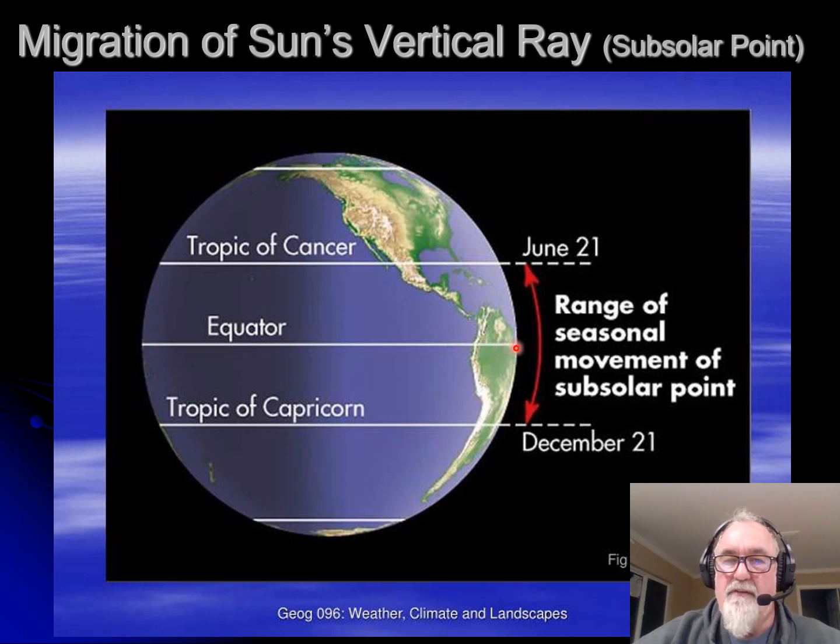Now, it is true that it's not always the 21st, but it will always be within a couple of days of those dates. So I'd rather you remember the months than the specific days. So we have a position here called the, when the sun's rays strike at the equator, we have the March equinox. Then we go to the June solstice, then the September equinox, December solstice, March equinox, June solstice, September equinox, December solstice, etc. I think by now you've got the pattern.